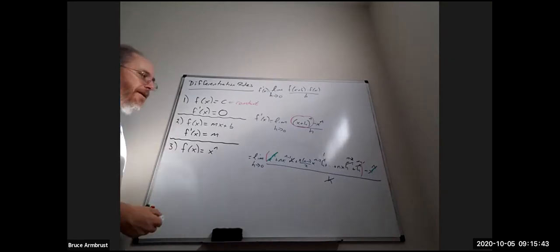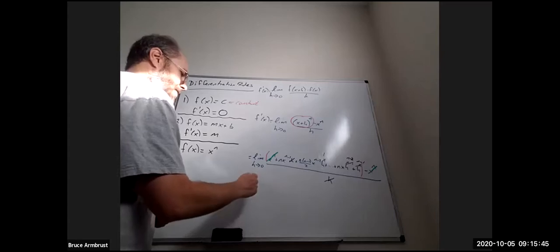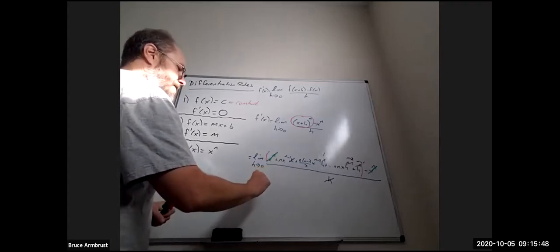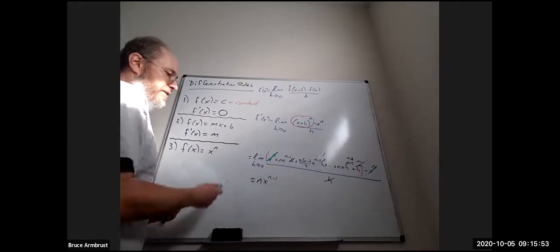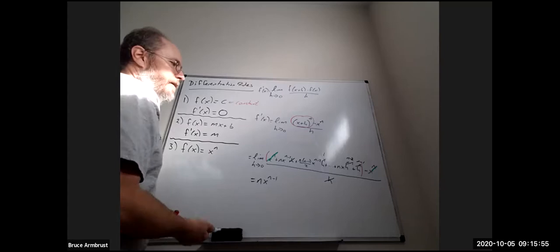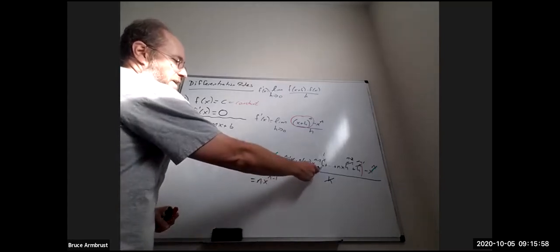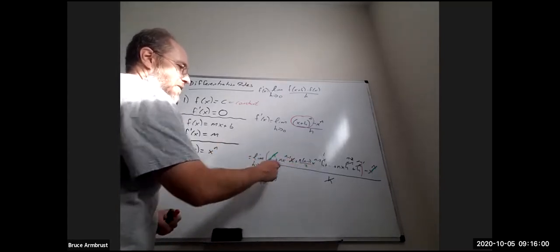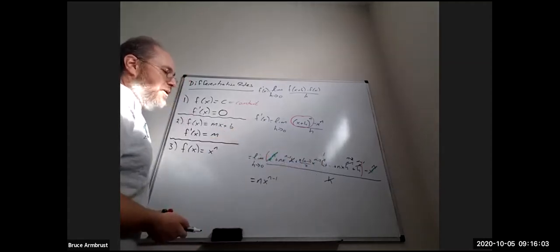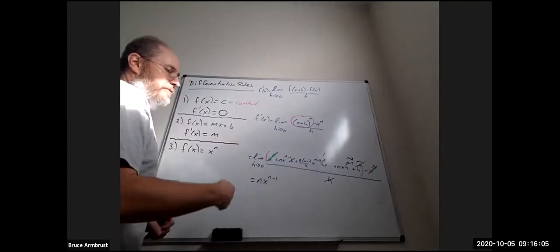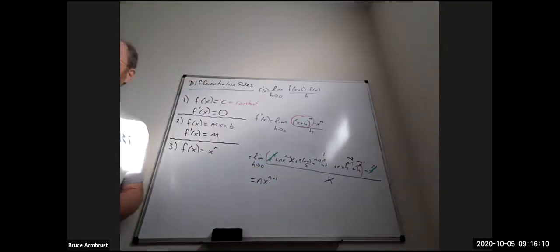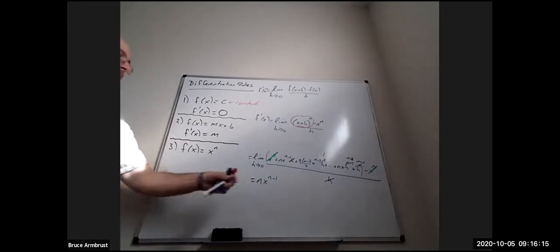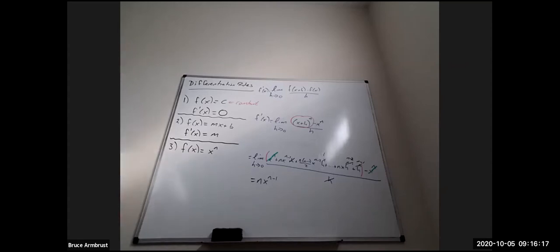And now I'm going to take my limit as h goes to 0. Notice this first term does not have an h, so it's just n times x to the n minus 1. The next term has an h to the first, so when we plug in 0, that goes away. The next one has an h squared, plug in 0, that goes away. Then an h cubed, h to the fourth, and so on. All of the rest of them have h's, which when we plug in 0 makes them go away. So what we're left with is just n times x to the n minus 1.